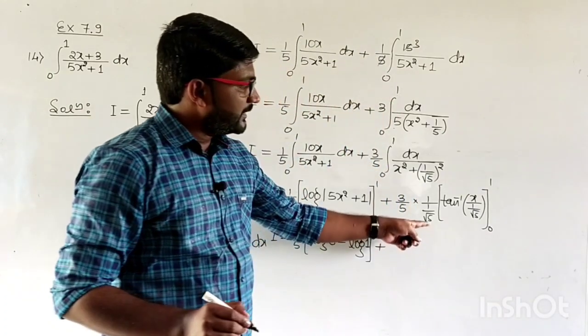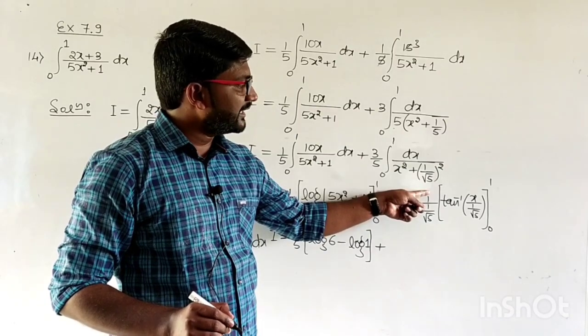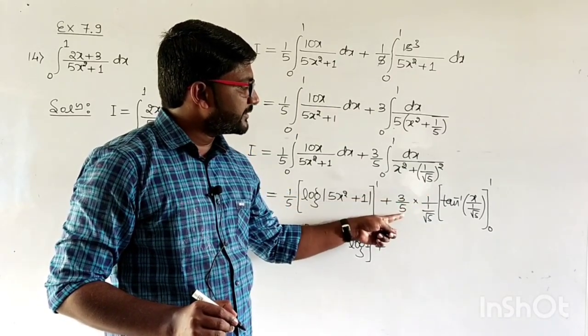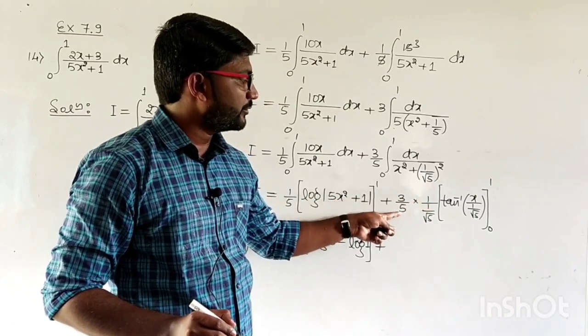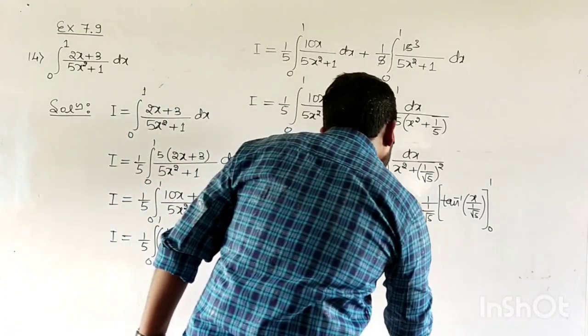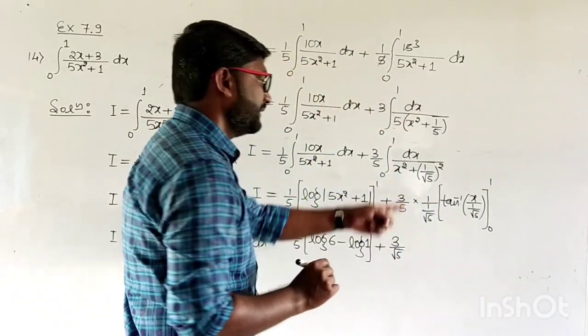See here, this root 5 goes to the numerator now. This root 5 goes to the numerator, and here 5 can be written as root 5 into root 5. So root 5 and root 5 get cancelled. So you have one more root 5 in the denominator. That I will be writing directly: 3 divided by root 5.